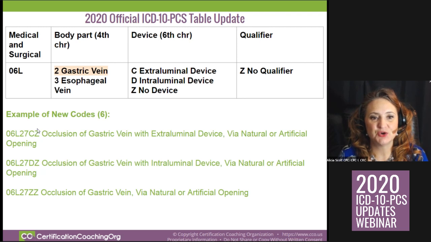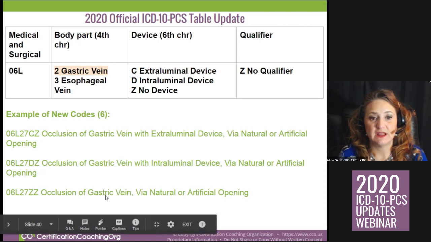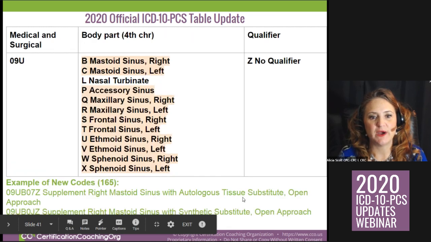Moving on, 6 codes have been added because in med-surg, they added gastric vein. So occlusion of gastric vein with extraluminal device. Before we could do the esophageal vein, but we couldn't do the gastric vein. They were doing it, and now we have a code for it. Oh, wow.